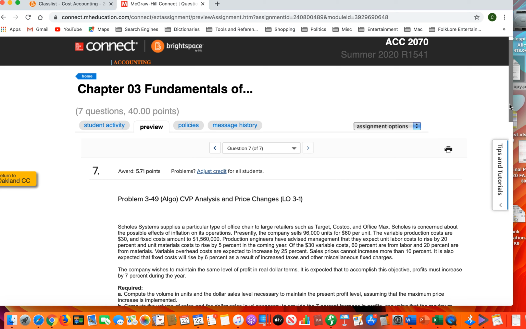I know my operating income is going to stay the same, $1,320,000. So I write that down, and I draw a line above it. And fixed costs, we know it increased by 6%. So now fixed cost is $1,653,600.